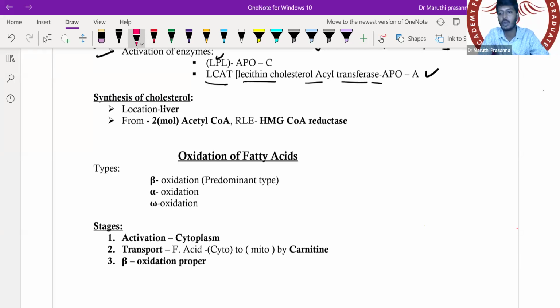I will diet, I will not eat any cholesterol containing food. The body will say okay, fine. So what will your body do? The body will start to synthesize the cholesterol on its own.